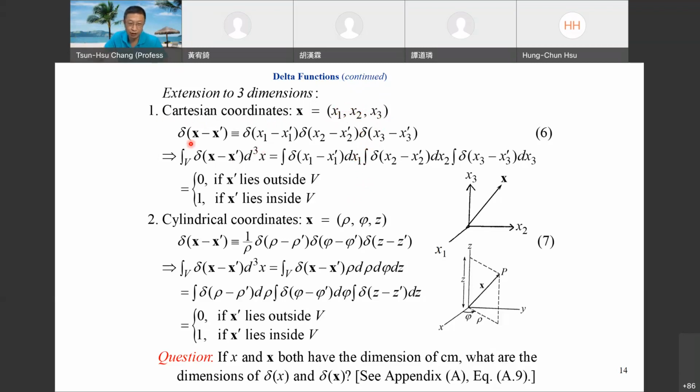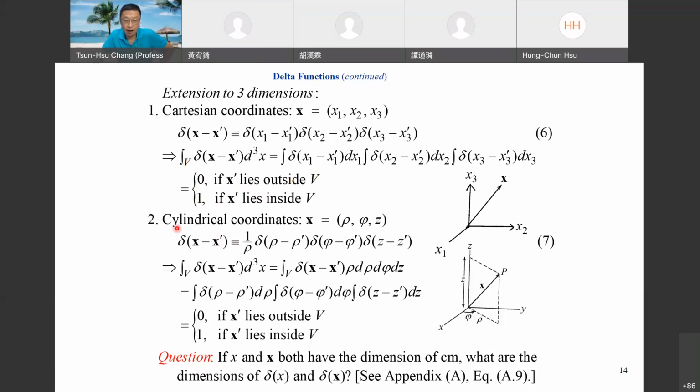Okay, just a notation. Delta(x − x prime), the definition is the triple product of delta(x1 − x1 prime) times delta(x2 − x2 prime) times delta(x3 − x3 prime). The integral notation is still the same, just separated into 3 independent variables, so the result will be the same. Outside the volume, nothing; inside the volume V, it will be 1.